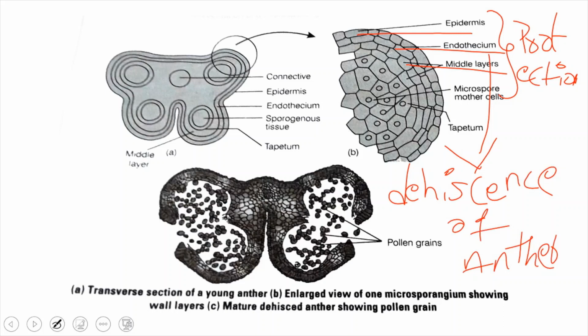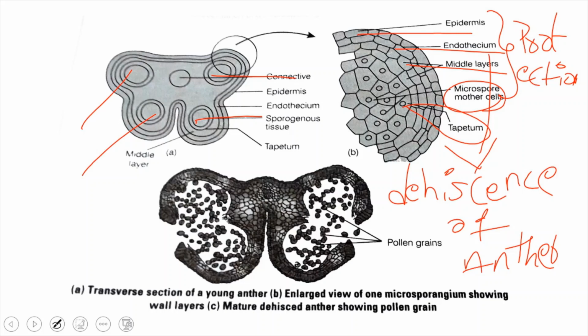The innermost layer is known as the tapetum, which is a nutritional layer that provides nutrition to the growing pollen grains and microspore mother cells. At the center, the sporangious tissue is present, which contains the microspore mother cells. They divide meiotically and produce 4 daughter cells, which we call a cluster of 4 cells.